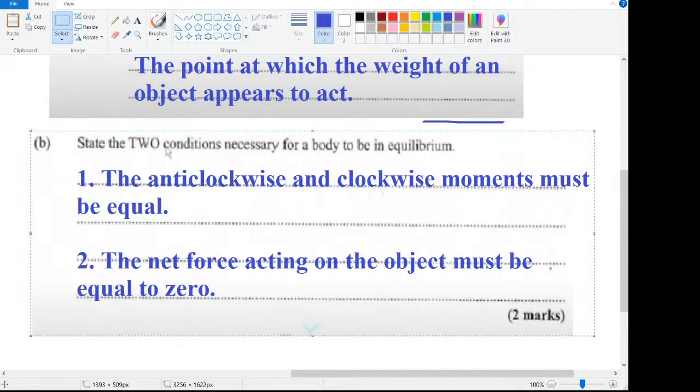The point at which the force acts upon the object. If it did say weight, that would be a little better. If it did say weight instead of force, but you still get some marks for it.